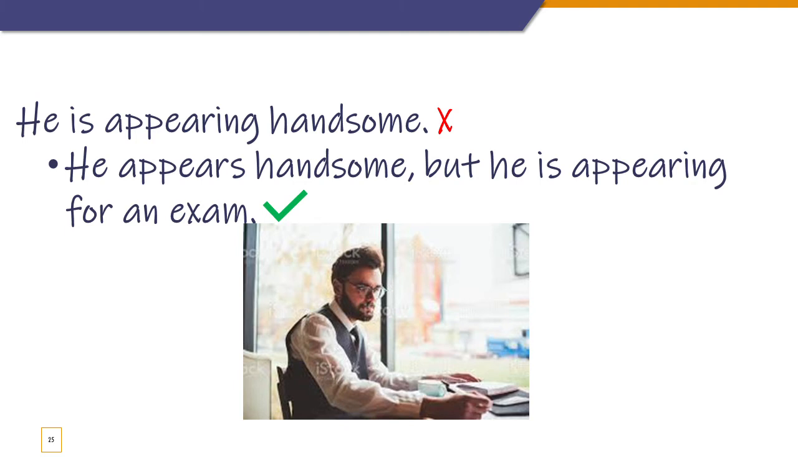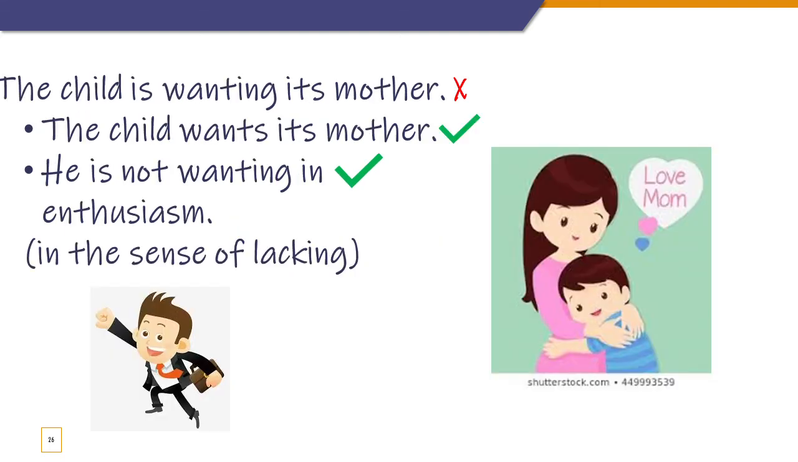Okay, because appearing actually means writing an exam or being on a TV show. But you can't use appearing for looks, because just as looks, appearance is also permanent. He appears handsome, but he is appearing for an exam. Let me add some more to this. This is the reason he appears nervous. Okay, so in two examples, I said he appears handsome, but he also appears nervous because he is appearing for an exam. Okay, so I hope that makes sense.